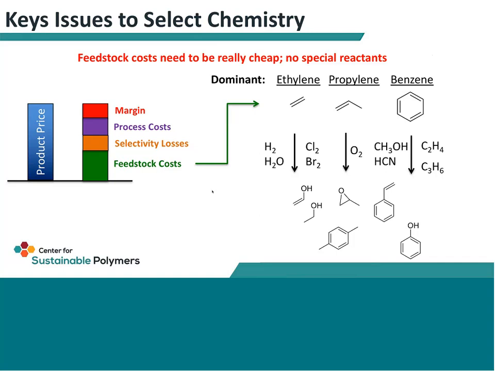Now, this is not a limitation, but these are the dominant compounds because the feedstock costs are so low. And anything new that we would introduce as a co-reactant that's more exotic would be very difficult to commercialize.